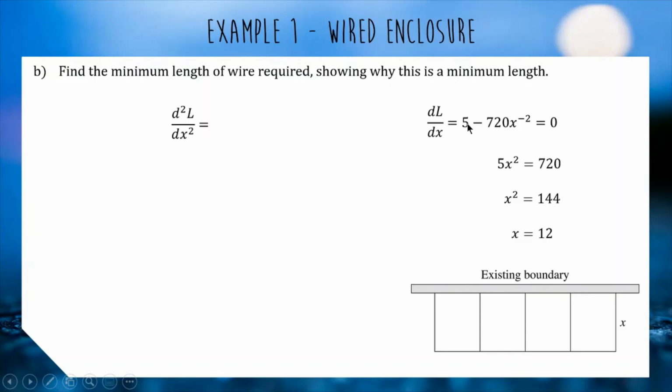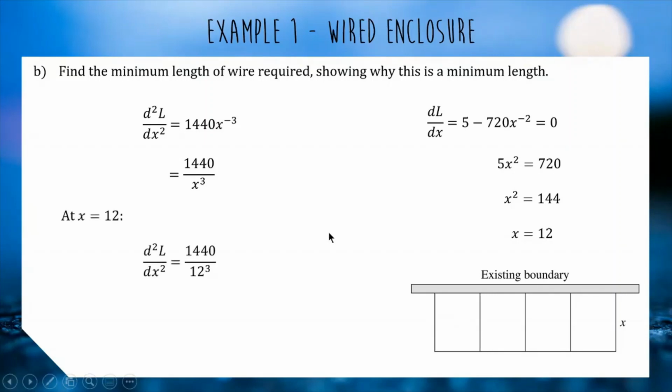So 5 derives to 0, the minus 2 comes down and multiplies to make 1440, and now we have x to the power of minus 3, since 1 minus from minus 2 is minus 3. Again you can write that with positive indices if you prefer. Now we're going to sub x equals 12 into this second derivative and see what happens. At x equals 12 we get 1440 over 12 cubed.